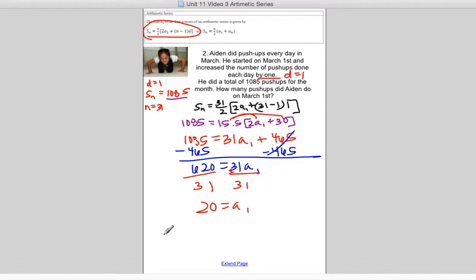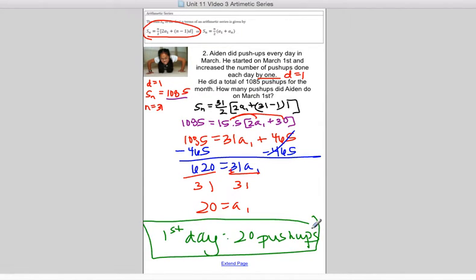So that means on the first day, he did 20 push-ups? Yes. All right, so that is example 2.